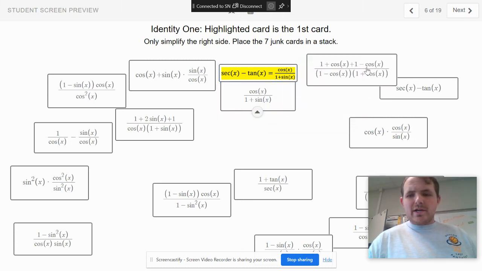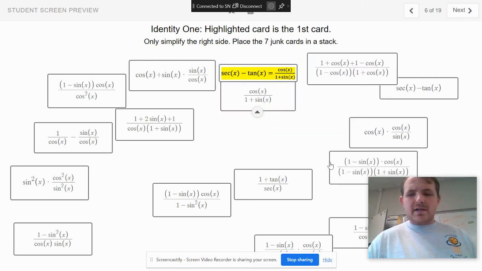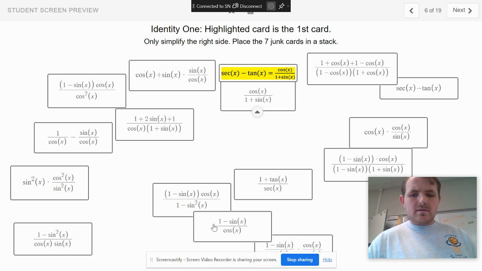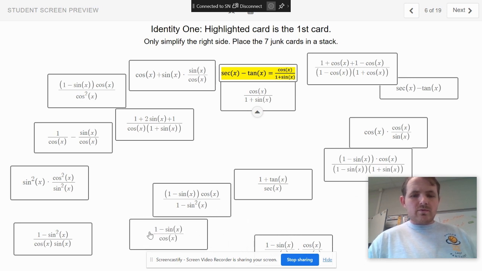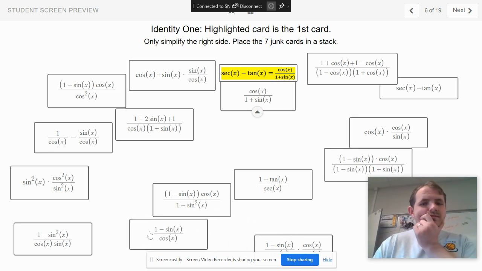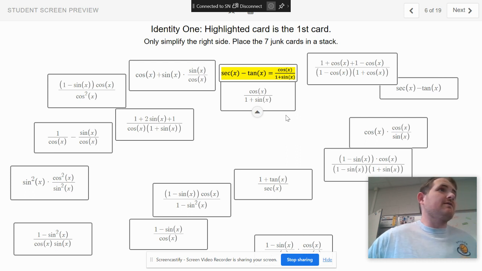Okay, now what would be a good thing to try based on all of our options here? Rewriting it? Okay, like what? So we're simplifying the right side this time. So this is going to be what I talk about tomorrow in the video.